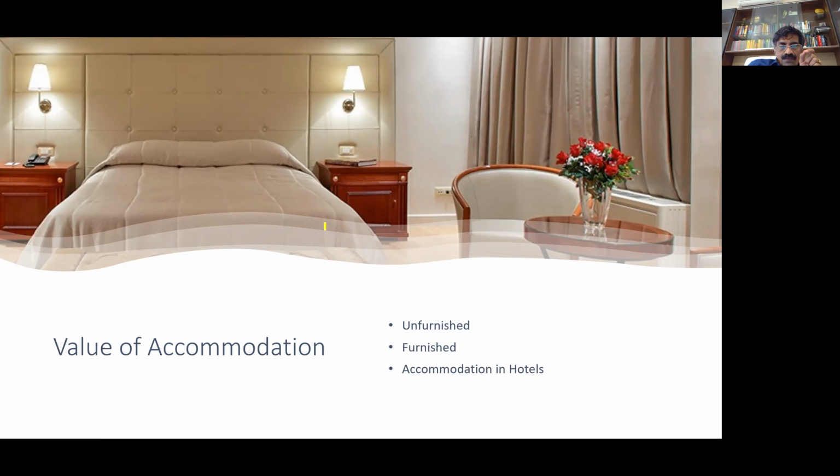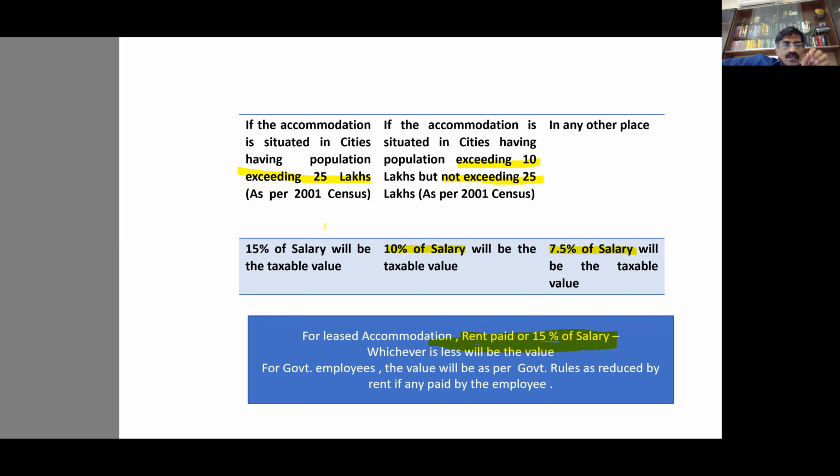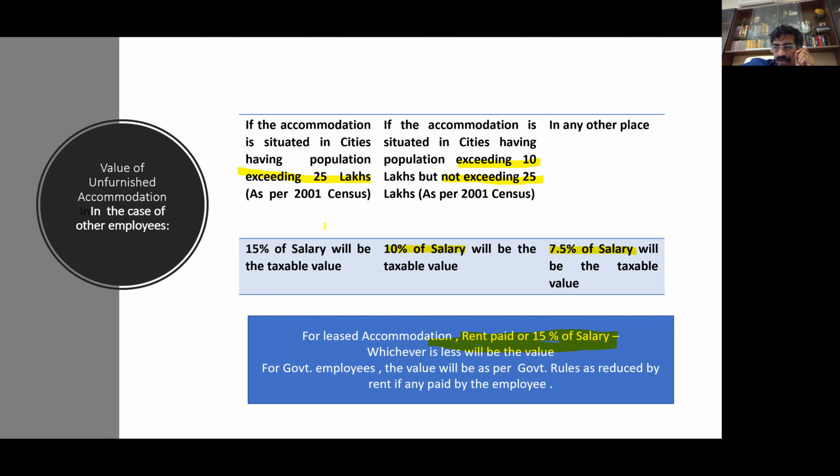For the purpose of value of accommodation, we have to first classify like any other provision: government employee, non-government employee, furnished, unfurnished. First, we have to see unfurnished. Unfurnished accommodation will depend upon whether the accommodation is owned by the employer or taken on rent by the employer. If the accommodation is own accommodation, the valuation is going to be based on a percentage of salary. 15, 10, or 7.5% of the salary will be taxable depending upon the population.